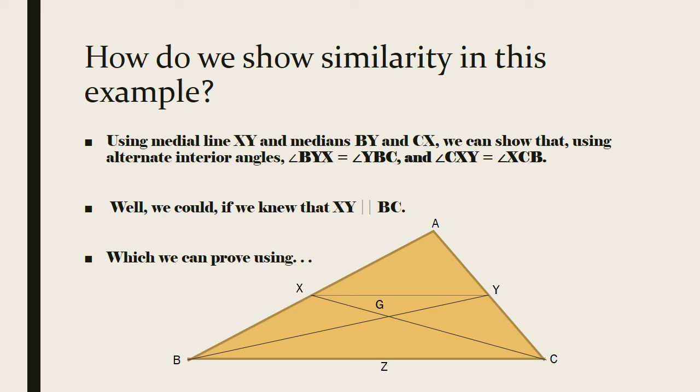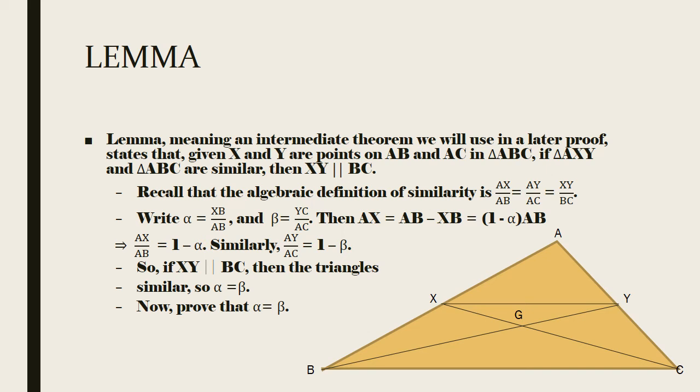And in order to get to that, we must first discuss a lemma. Now, a lemma is a sort of half-proof. It's something that needs to be said in order to prove an actual proof, but it isn't large enough to worry about itself. This lemma states that if X and Y are points on AB and AC in the triangle ABC, if triangle AXY and triangle ABC are similar, then XY is parallel to BC. So this is sort of relating back to our proof that we're trying to prove.